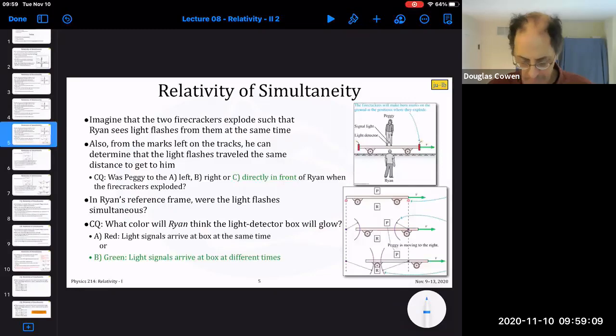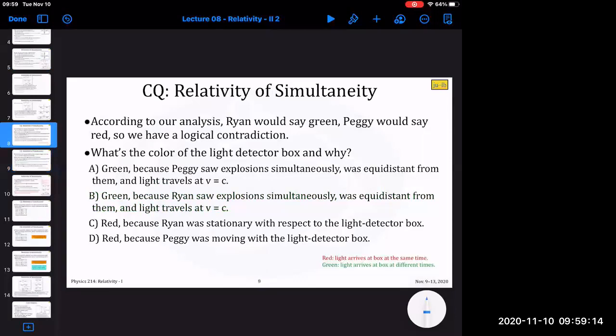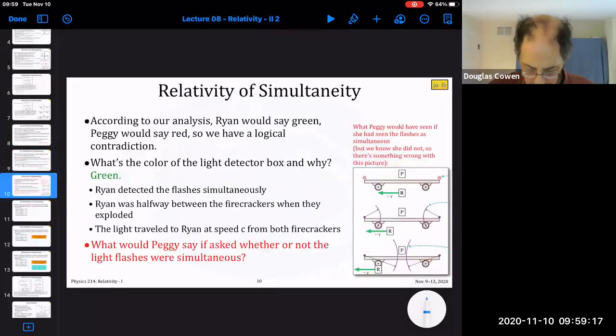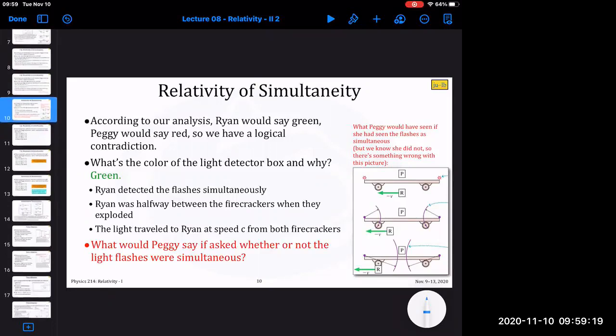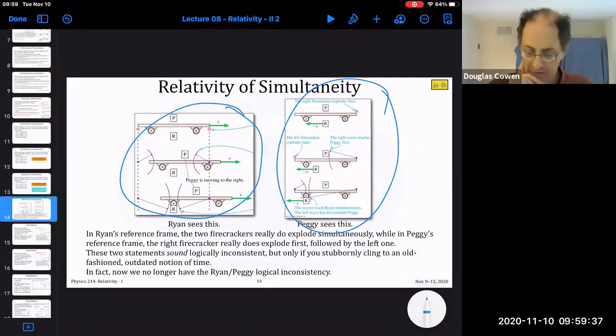Okay. So the velocity V of the cart is very close to C. Because the reference frame speed is C, and the light speed is also C, the left firecracker will never reach Peggy. Light from the left firecracker? Well, it'll take a very, very long time, but eventually it will reach Peggy.